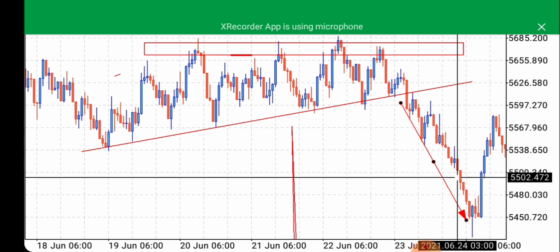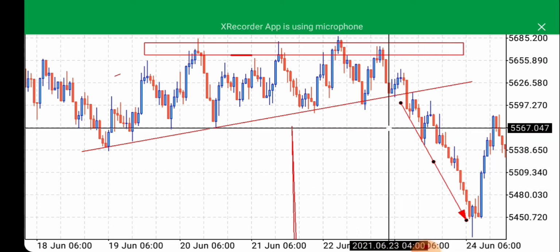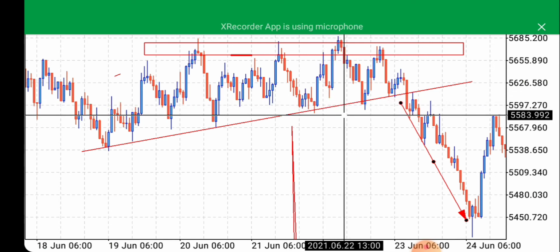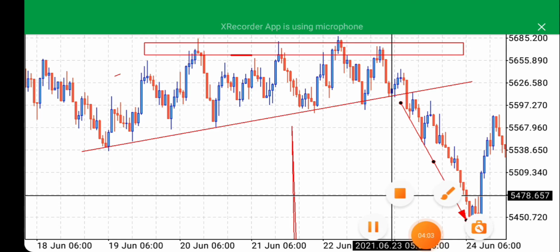You see how the price went right down. So if you had watched this video before and you knew how to draw this zone and identify them, you would have made money out of this. So let me show you other examples.